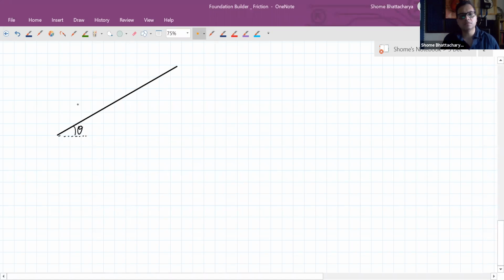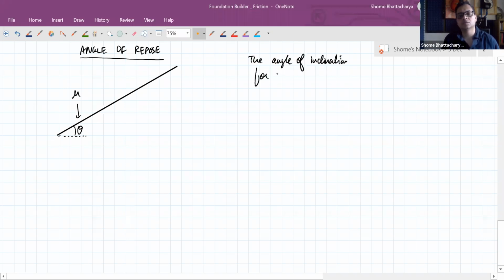So for a given inclined plane which has coefficient of friction mu, the angle of repose is defined as the angle of inclination for which slipping just starts. Let's say that's theta r. So tan theta r is equal to mu, or the angle of repose is tan inverse of mu.